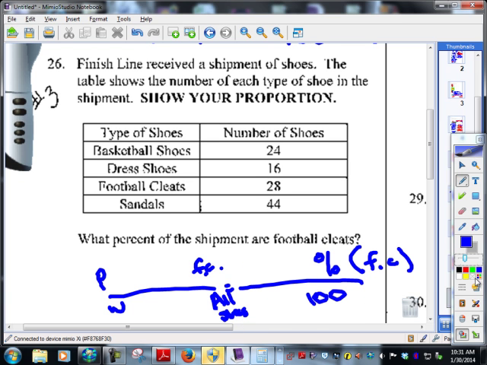So, how many football cleats were shipped? 28. And then how many total shoes are there? 112. I think it's 25%. Yeah, it is.